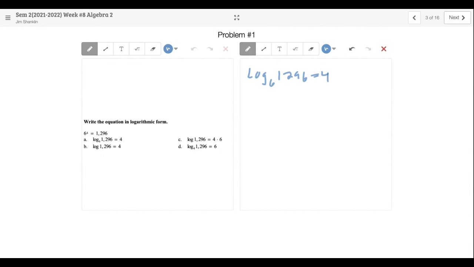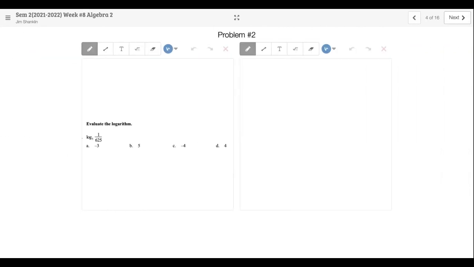Now, there's a lot of easy problems on this week's assessment, or practice. The assessment's not bad either. Evaluate the logarithm. So they want you to evaluate this thing. It means without a calculator. I don't want you guys using calculators this week. So what is the log base 5 of 1 over 625? Negative 4? You guys agree?